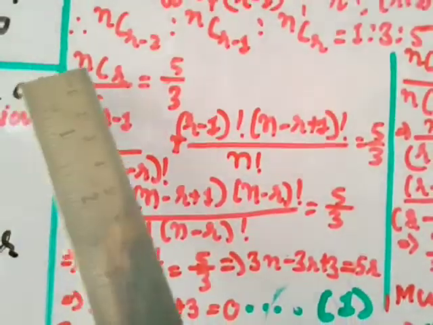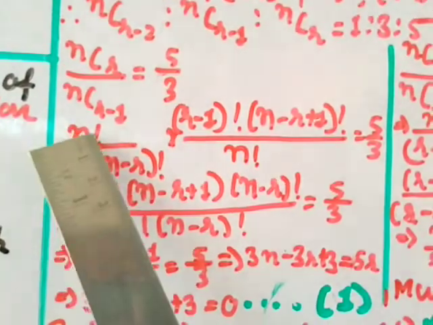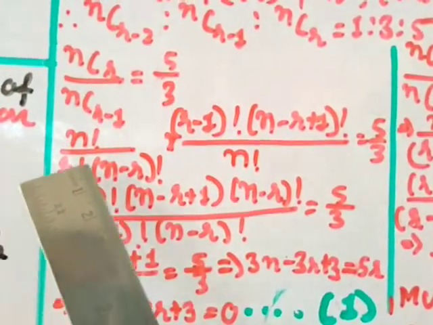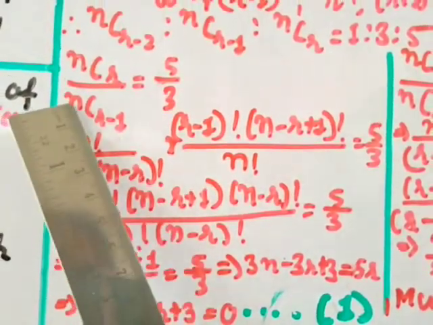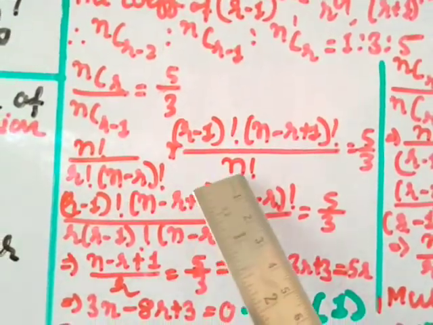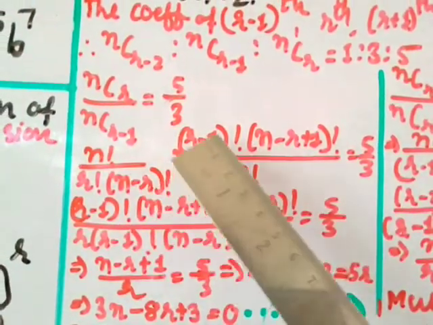So I'll simplify this part first. nCr, by using the formula, is n factorial divided by r factorial into (n minus r) factorial, and nC(r minus 1), using the same formula, has n factorial in the denominator, which goes up.